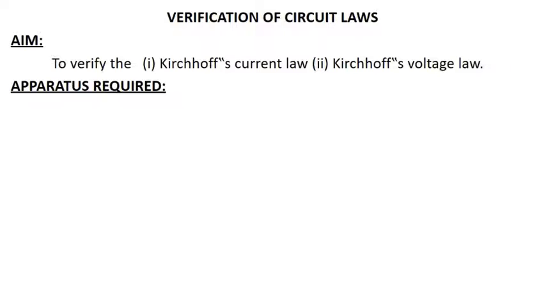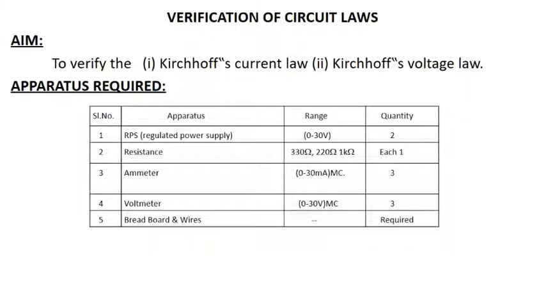So the apparatus required for this experiment is regulated power supply RPS, which will be used as your DC input. The range is 0 to 30 volt, variable voltage which can vary from 0 to 30 volt DC, and resistance of various values. In this sample circuit we are using 330 ohms, 220 ohms and 1 kilo ohms resistance. You need to solve or practically verify whatever circuit is given.